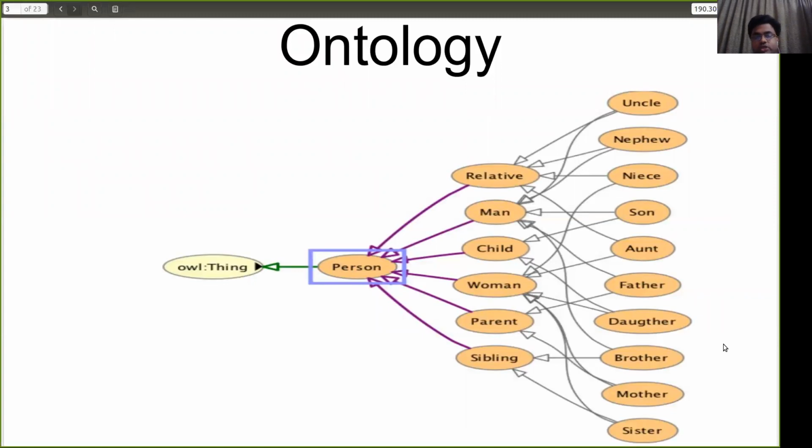Now, in this, we can see a picture of an ontology. Here, we can see that person, relative, man, child, woman, parent, sibling, uncle, nephew, niece, all are classes, while relative is a subclass of person, whereas uncle is a subclass of relative. All of this can also be described by the properties, like person having a first name.